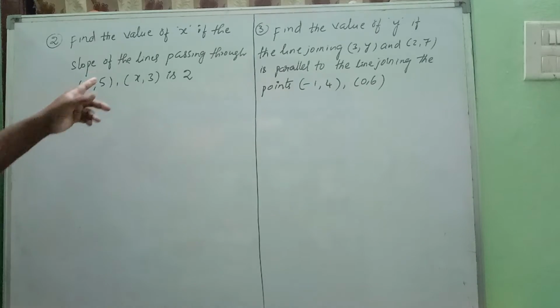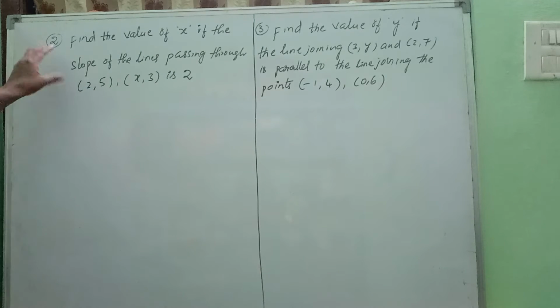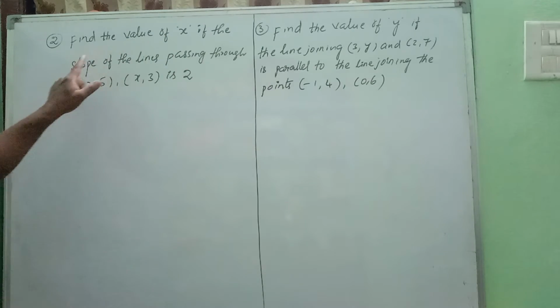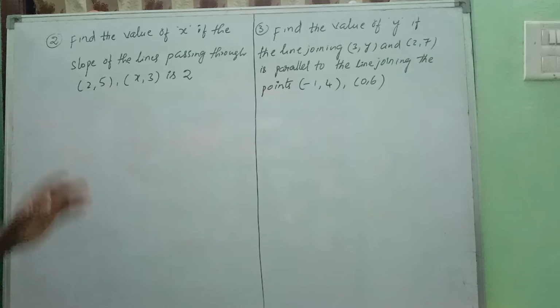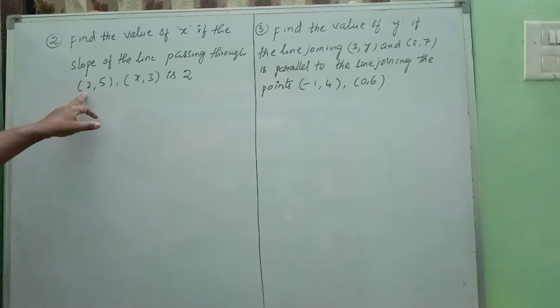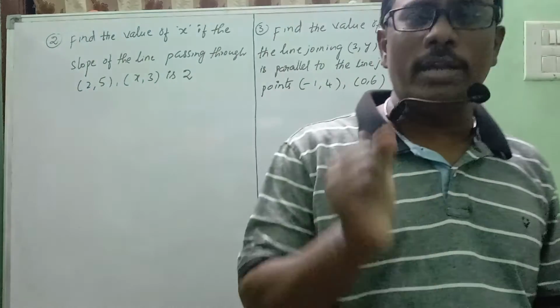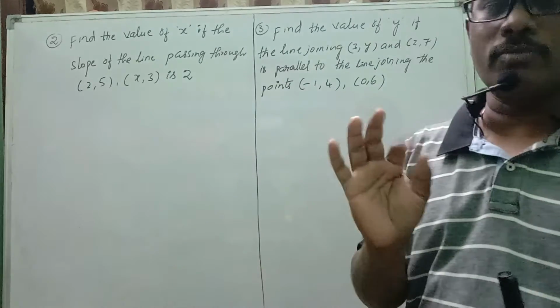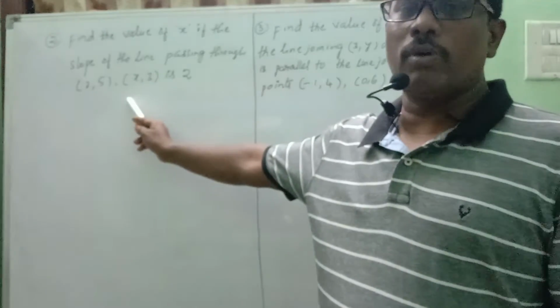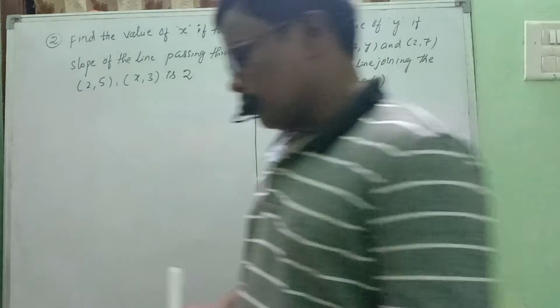Second question. Find the value of x if the slope of the line passing through the points 2, 5 and x, 3 is 2. Previous IP question. You have 2 points, so the slope is y2 minus y1 by x2 minus x1. Very easy sum.